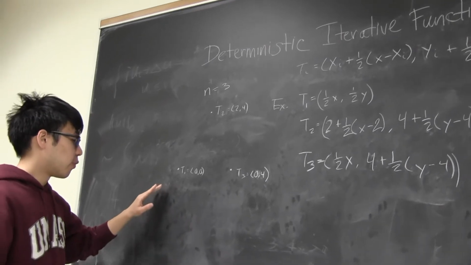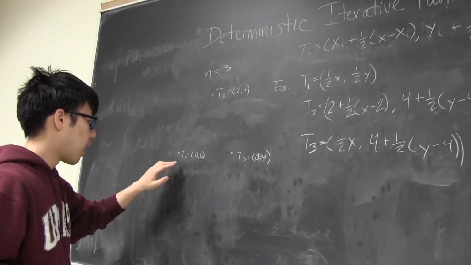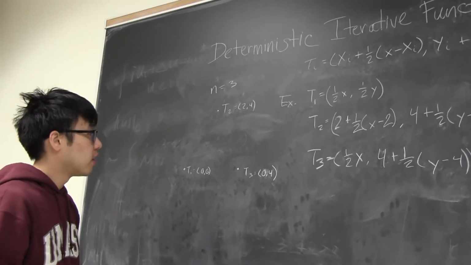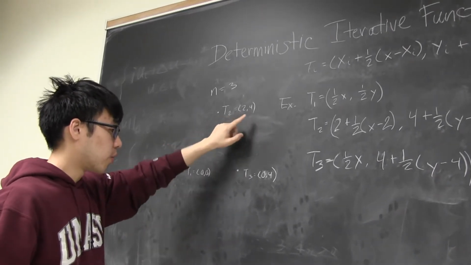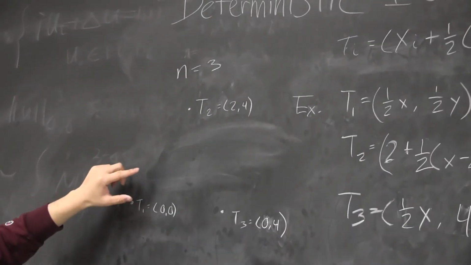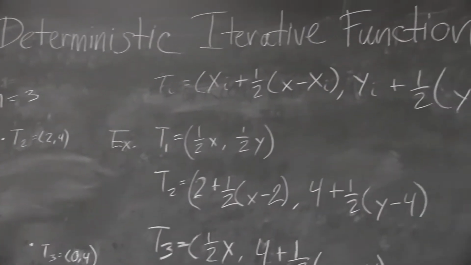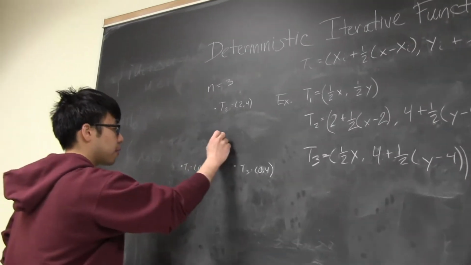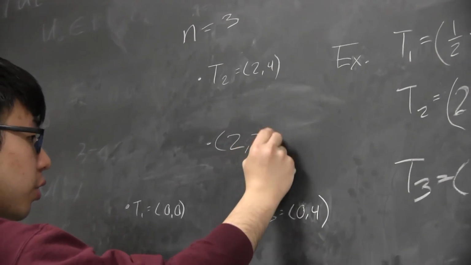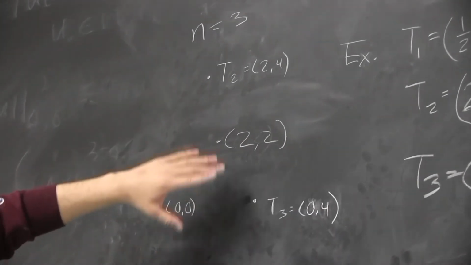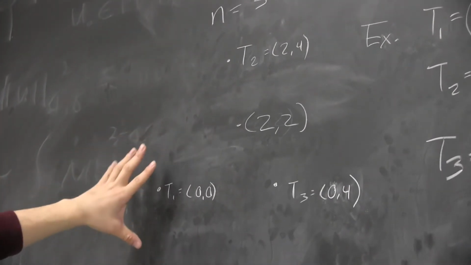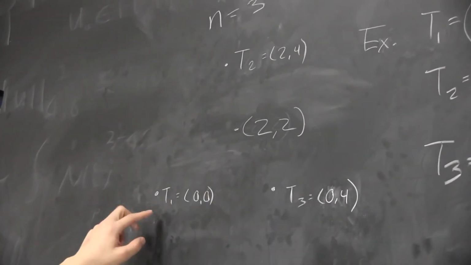For example, if we create a game with 3 points, t1 equals 0, 0, and t2 equals 2, 4, and t3 equals 0, 4, then the midpoint will always be determined by a set rule. When we choose a point within the triangle, let's say we choose point 2, 2, our next step would be to determine where the output point is going to be. And let's just say we choose t1.